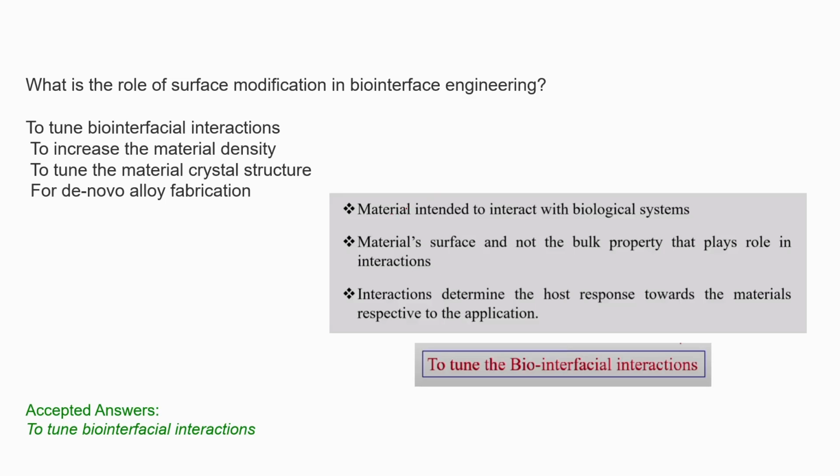Materials that we use for specific applications are intended to interact with biological systems, and the surface basically interacts, not the bulk property. That's why it plays an important role in interactions. The interactions determine the host response towards the materials respective to the application. As we discussed in the lecture, the objectives, whether we want bacterial adhesion or normal cell adhesion, whether we want more proteins to adhere to it or not. All of these interactions with the bioimplant determine the further host response towards this material. So the main role of surface modification is basically to tune the biointerfacial interactions.